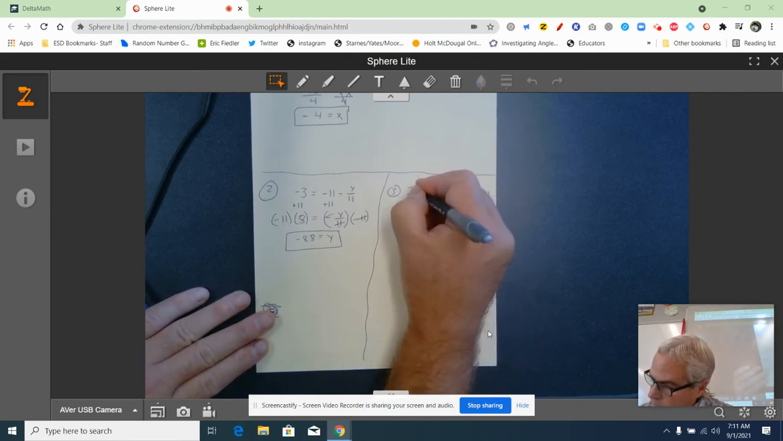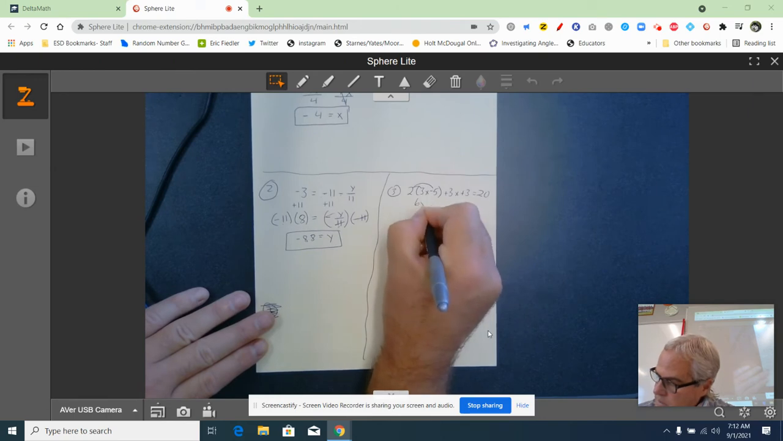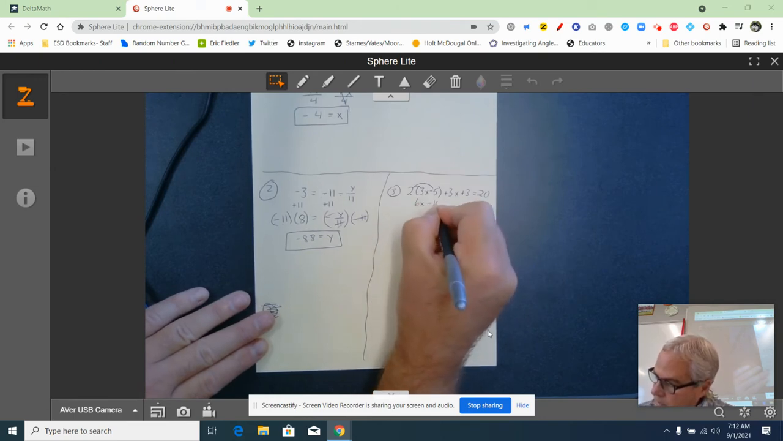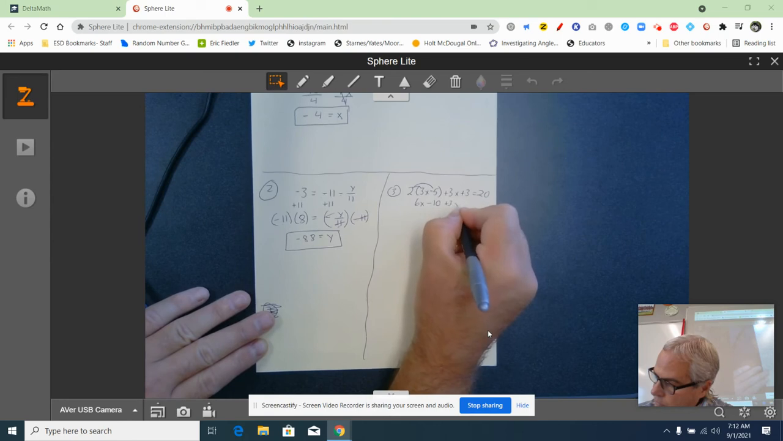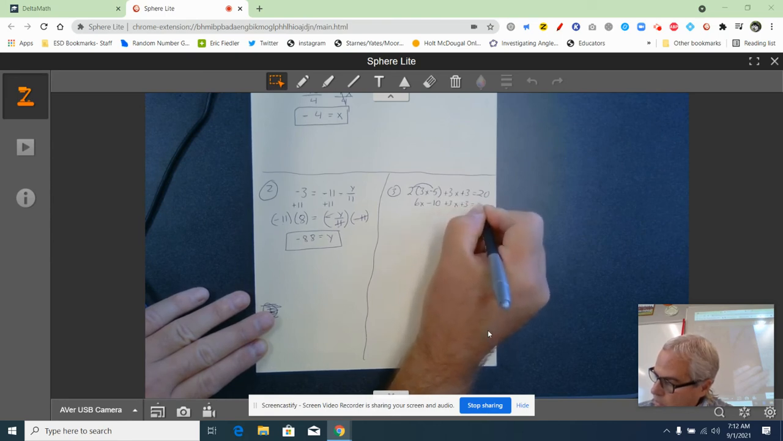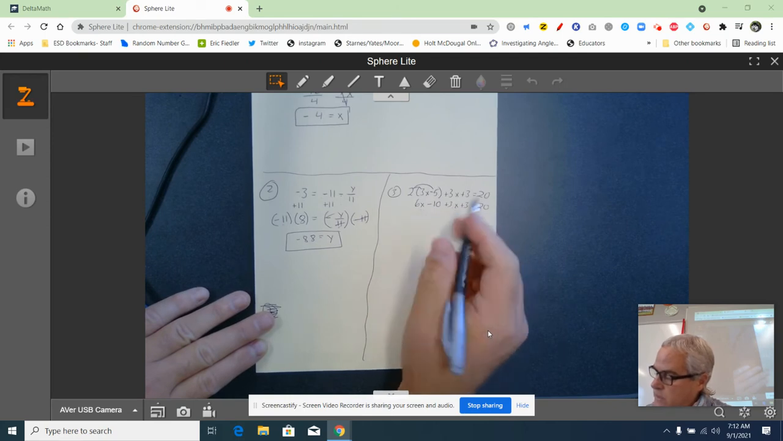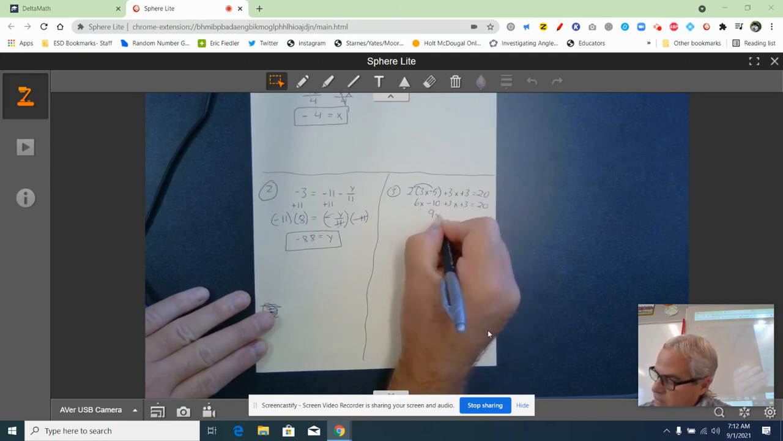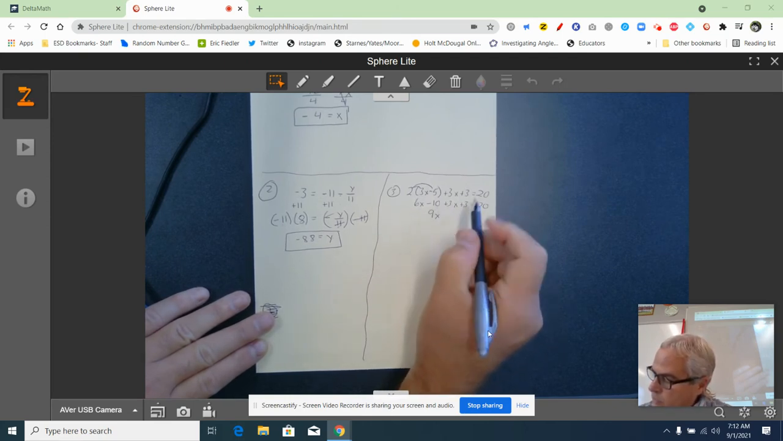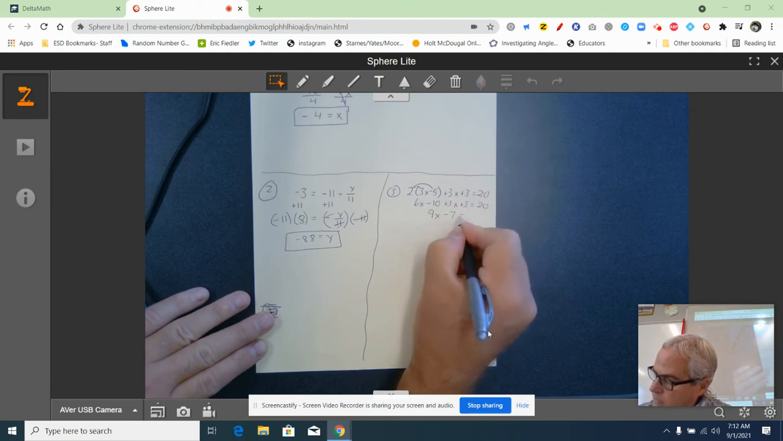Okay. So distribute, this is called the distributive property. 2 times 3 is 6x. 2 times a negative 5 is a negative 10. Plus 3x plus 3 is equal to 20. Now combine. 6x plus 3x is a 9x. Negative 10 plus 3 is a negative 7 is equal to 20.